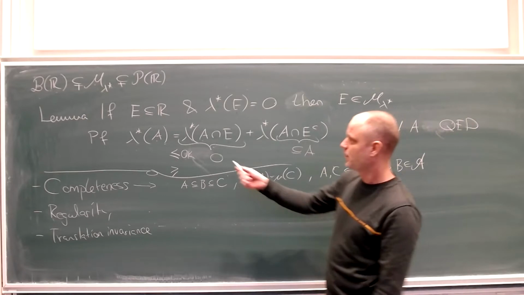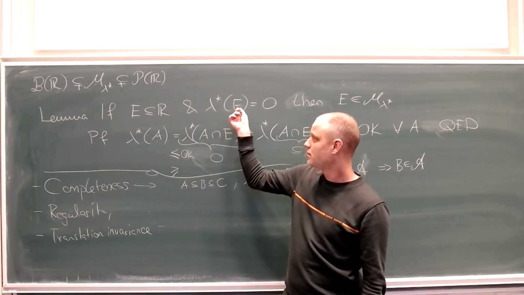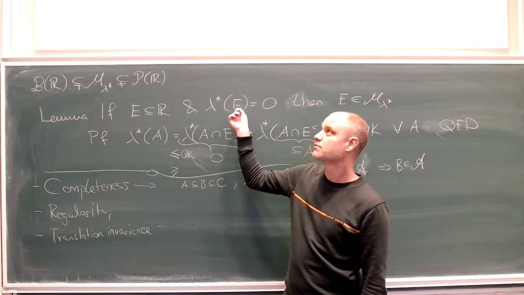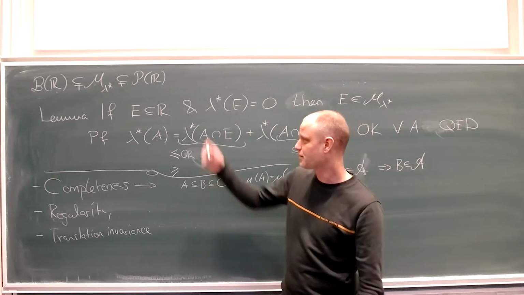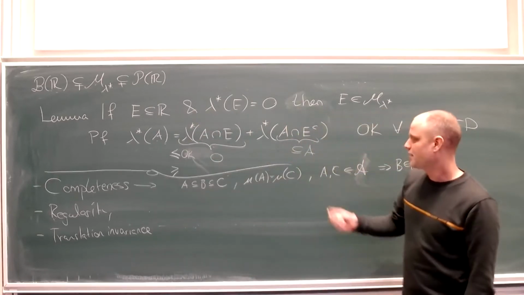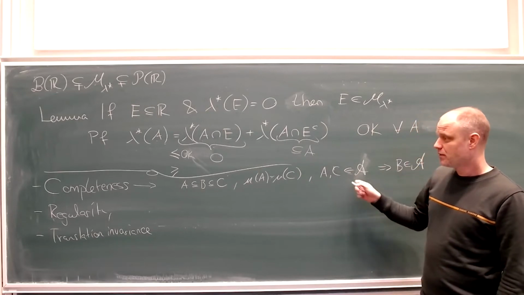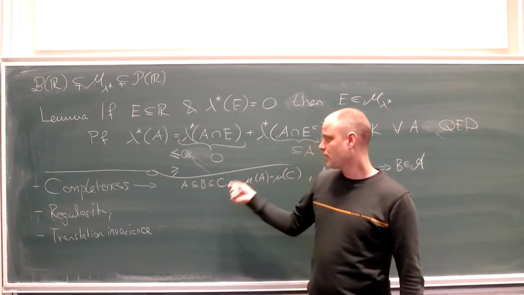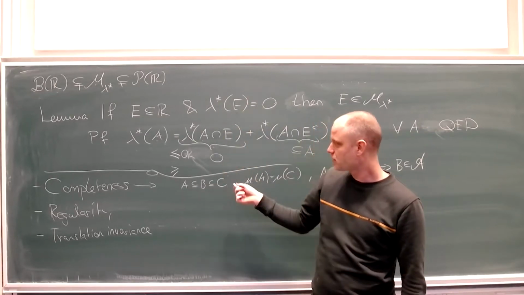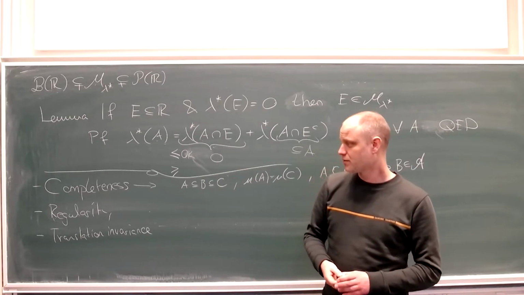So here, I mean, this set E, if the outer measure is 0, well, it's not really squeezed in between two sets, but anyways, this is sometimes useful. Lebesgue measure on the Lebesgue sigma algebra has this property, and we're going to get back to that.